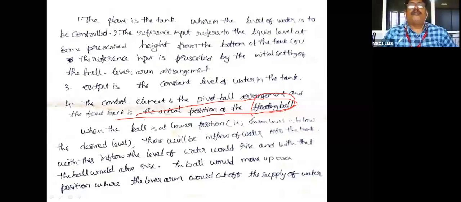Here, what is the error detector? Difference in levels. The actual position of the floating ball. Here, this is the feedback, the floating ball.